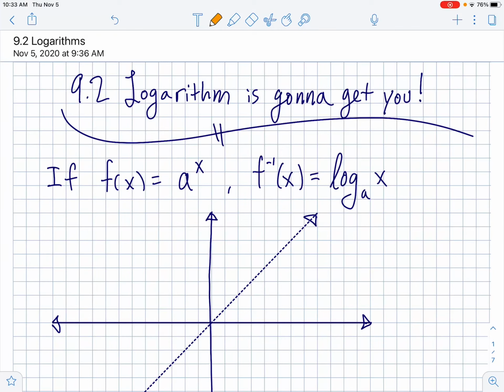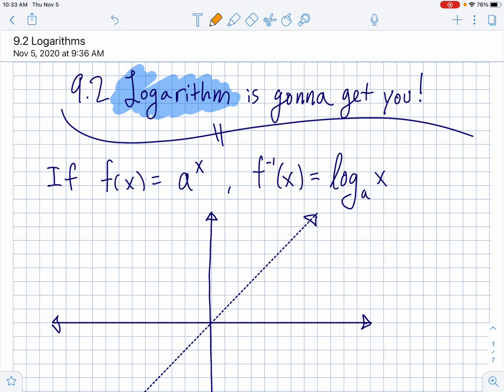All right, IBSL1. Today's the big day. We finally talk about everybody's favorite math word, logarithms. So pumped. Logarithm is going to get you. That's a reference to an old Paula Abdul song for all you Paula Abdul fans out there.